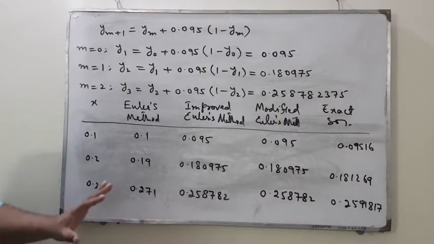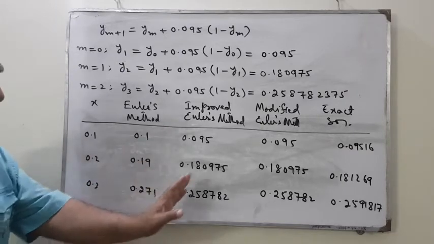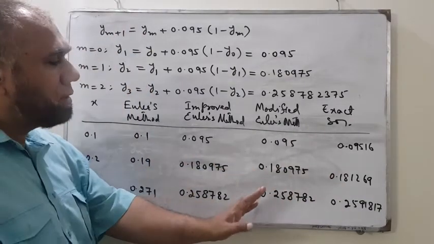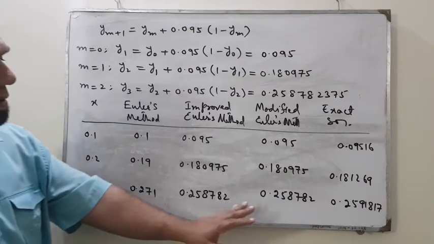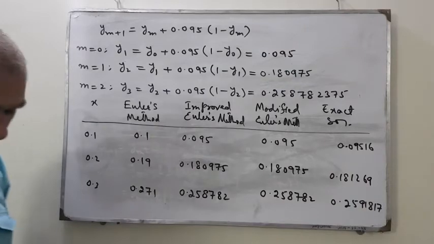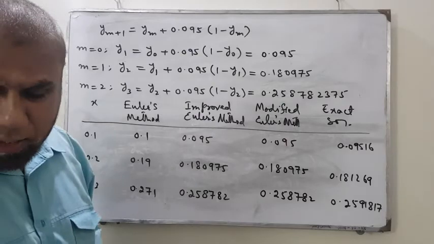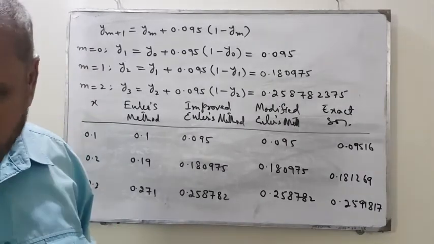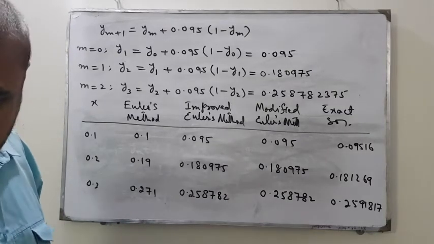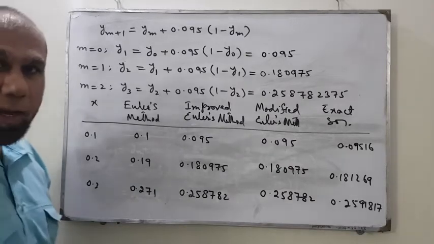Now you can see the ultimate comparison of all these three methods. These two methods have almost the same answer, and whenever you compare with the exact solution, this indicates that the improved as well as the modified are closer to the exact solution compared to the Euler's method. So the improved and the modified are a little bit better than the Euler's method. This was a simple problem on which we have applied these three methods. Now we take another example.